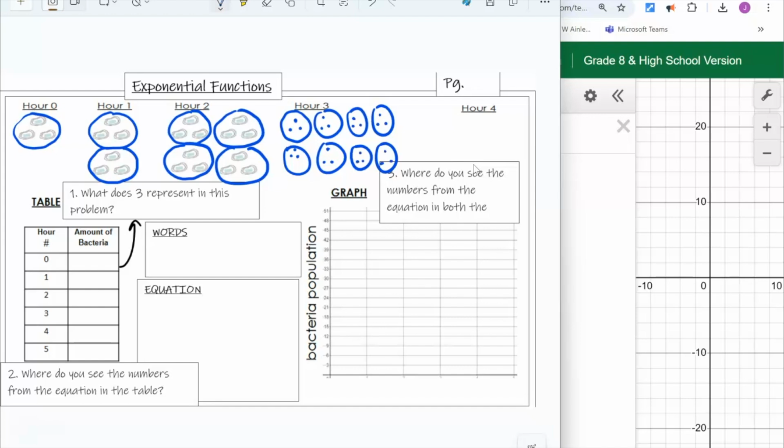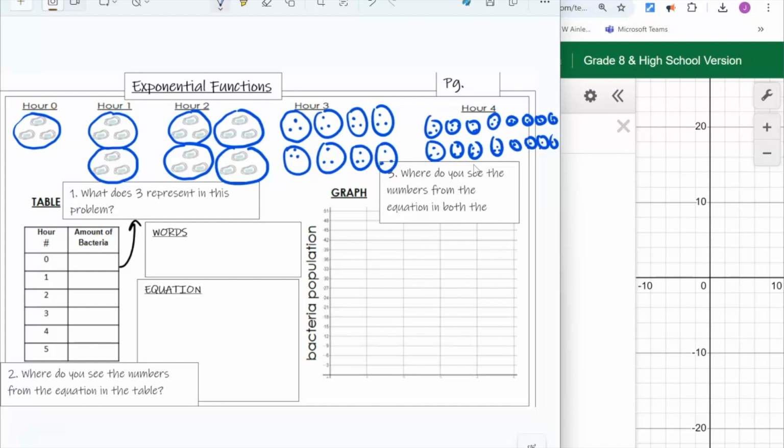And if this pattern continues, what will be in hour 4? Well, it's going to double from 8 to what? 16. 1, 2, 3, 4. That's 8, and then another one. 4, 1, 2, 3, 4. Okay, and we can just put those 3 dots in there. And then in hour 5, what is it going to do again? It's going to double. So the pattern in this exponential function is that it doubles each time.